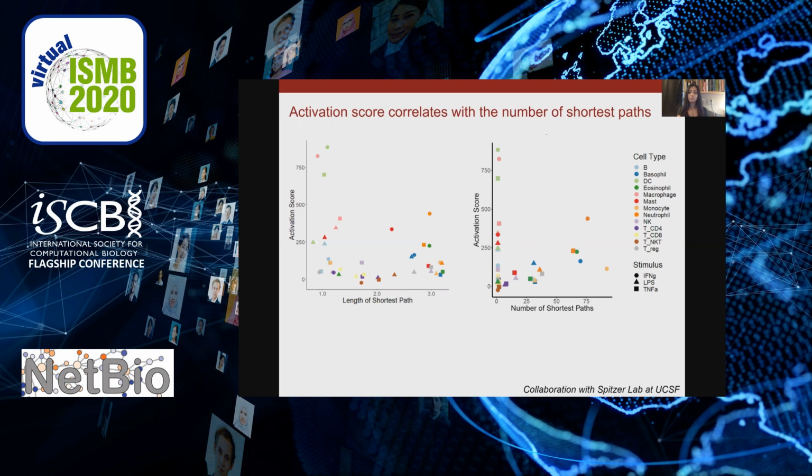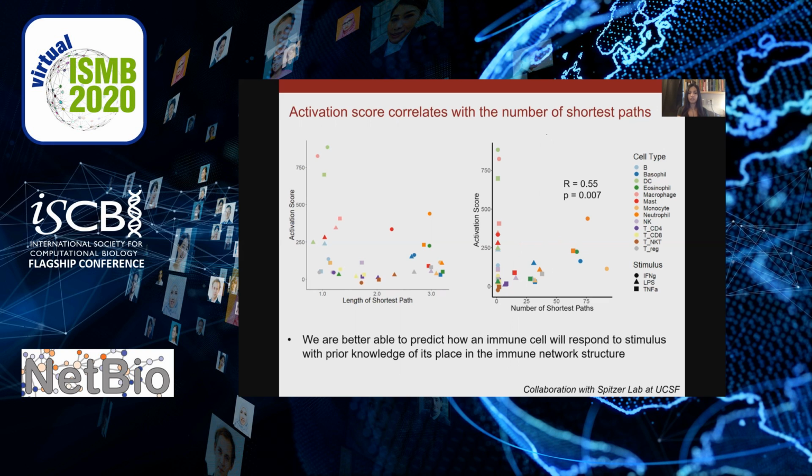And so if you look at the number of shortest paths in relation to activation score, you see that it is quite positively correlated and that this correlation is significant. And this shows us that we're better able to predict how an immune cell will respond to stimulus if we have prior knowledge of its place in immune network structure. So this is kind of a proof of concept of the value that this formalized knowledge of immune interactions can provide.